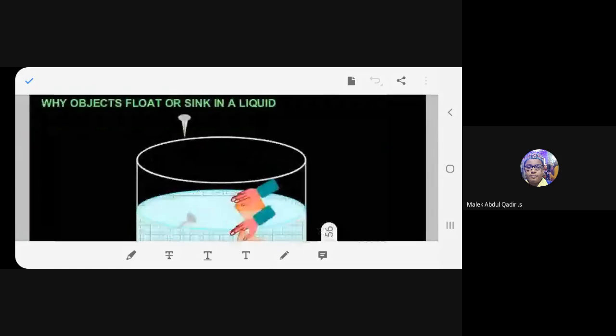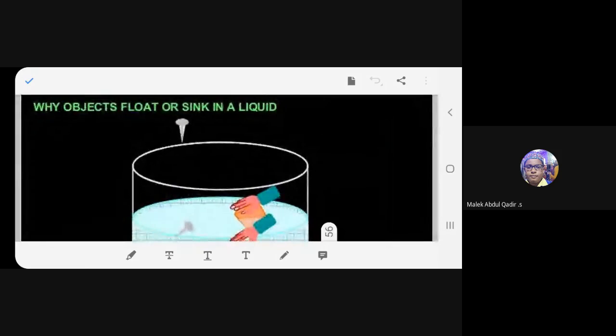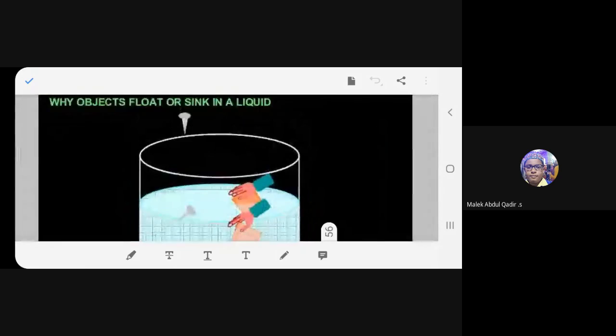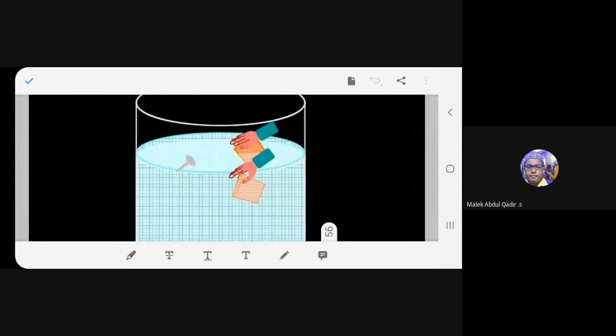Same thing we're going to show with a different slide: objects float or sink in a liquid. So you can see a nail over there and a cork over there. The person is pushing the cork under the water, inside the water. Can you see this? This cork is being pushed by the hand. It has gone under the water.